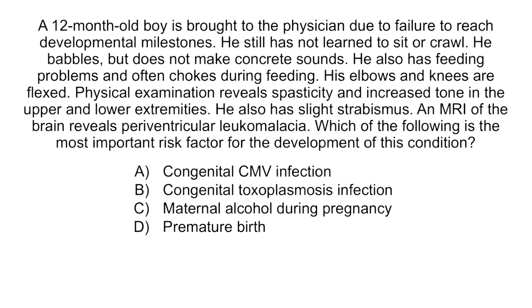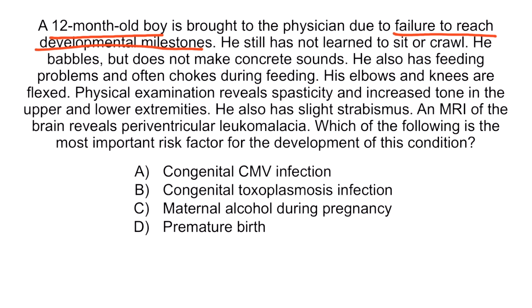Which of the following is the most important risk factor for the development of this condition? A. Congenital CMV infection. B. Congenital toxoplasmosis infection. C. Maternal alcohol during pregnancy. Or D. Premature birth. Okay, so this 12-month-old boy is brought in because he wasn't reaching his developmental milestones.